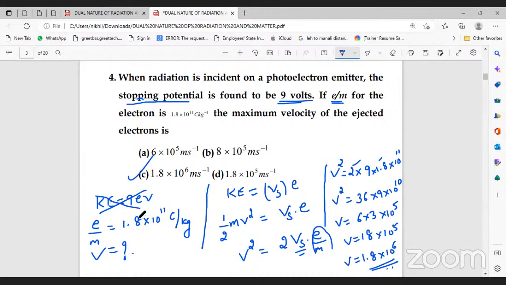Here I'm not solving directly using the kinetic energy formula, because they have given the E by M value. So I'm using the basic definition of kinetic energy as potential into charge of the electron. On substituting the kinetic energy formula of half mv squared, I get the E by M format, and on substituting that, we can easily find the maximum velocity of the electron.